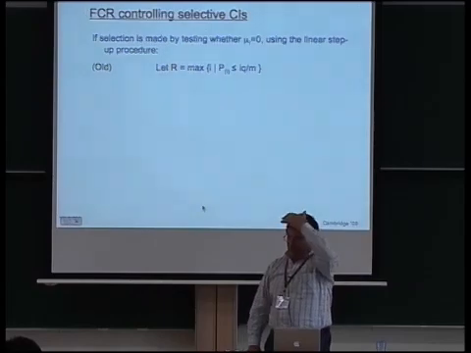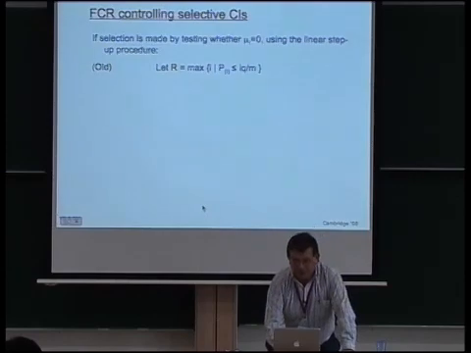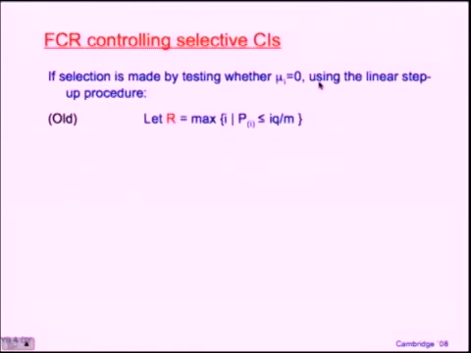Well, the procedure is very much related to the linear step-up procedure that controls the FDR. If selection is made by testing whether mu i equals 0 using the linear step-up procedure, we know that the number that we reject is found by comparing p(i) with i over m times q and taking the largest one. So R is in fact the size of the selected set.